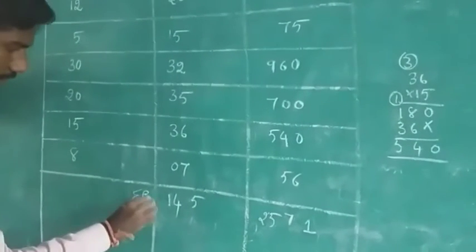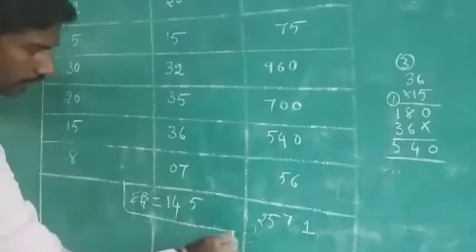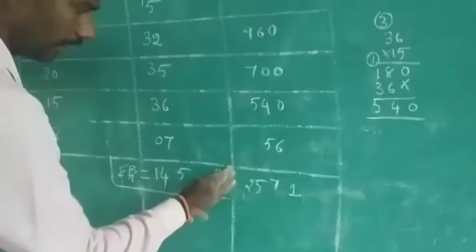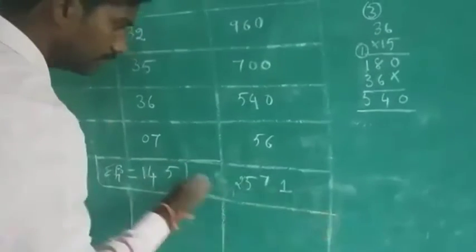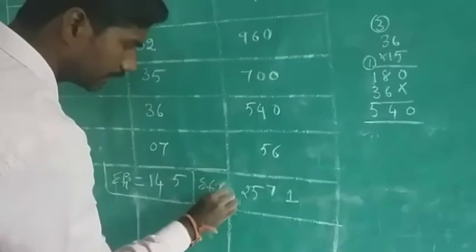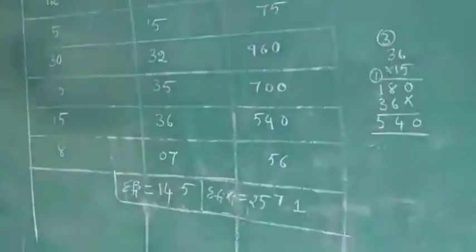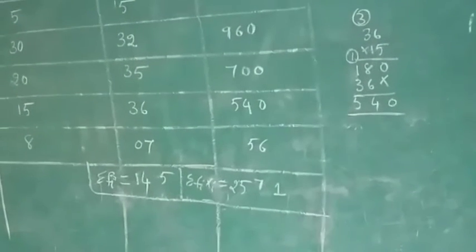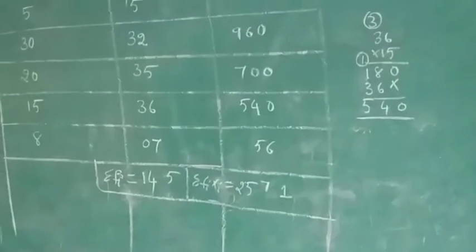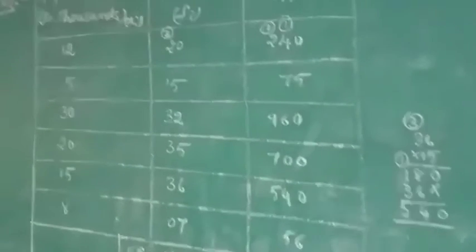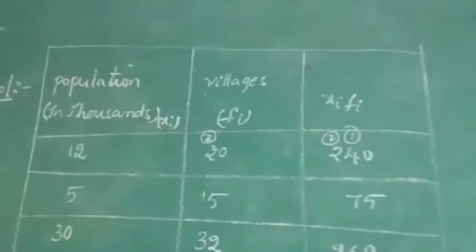145. Summation of fi is equal to 145, and summation of fi xi is equal to 2571. Once you concentrate on the box clearly, one by one.